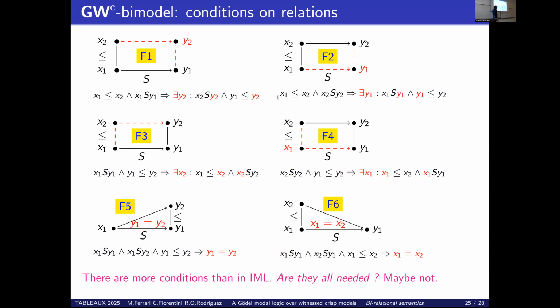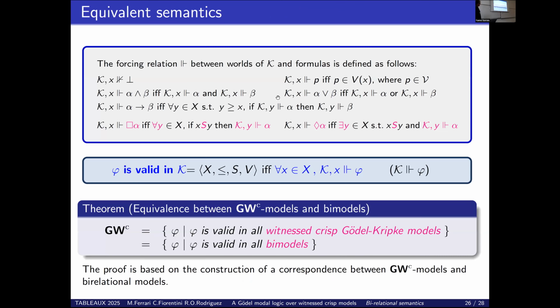In the semantics, we have to introduce obviously the relation between the intuitionistic accessibility relation and the modal relation, and we have these six conditions in the style of Fischer Servi conditions on Kripke frames. Indeed, there are more conditions than in usual intuitionistic modal logic, but we are studying if we can remove some of these conditions.